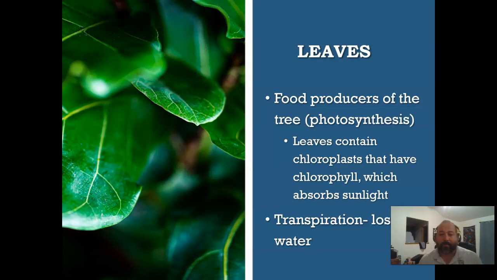The second main process that leaves do is transpiration. So they control the amount of water that's being used by the plant, and then being lost into the atmosphere after it's been used by the plant.